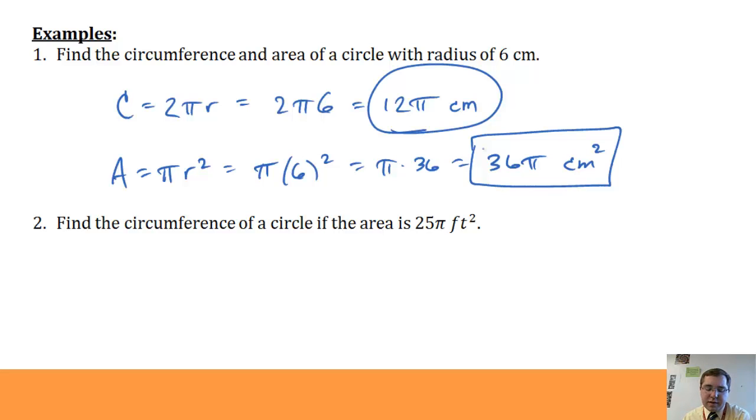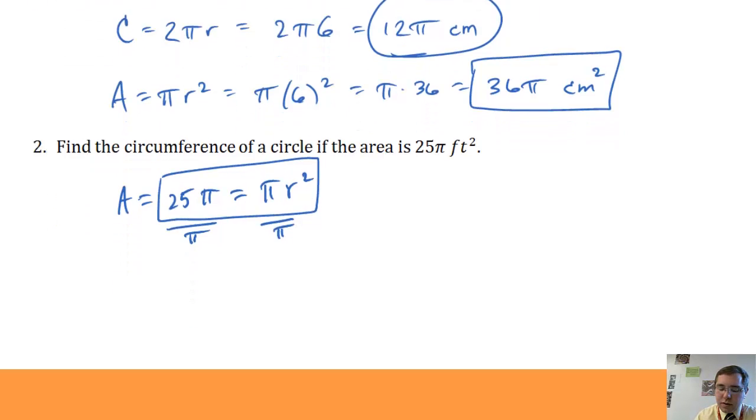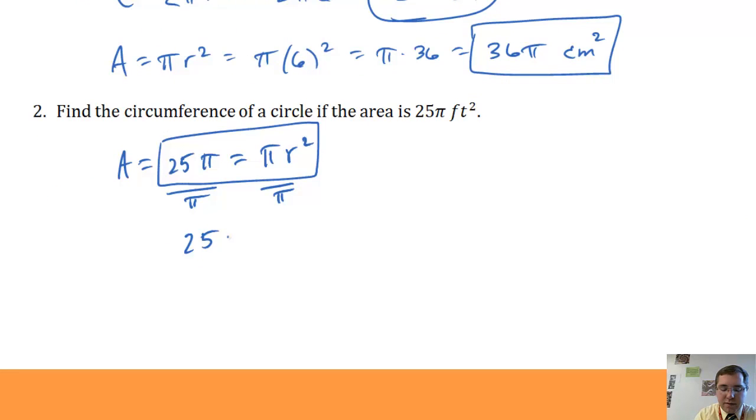Number 2, find the circumference of a circle if the area is 25 pi square feet. So the area is 25 pi. But we know the formula for area is pi r squared. So we're going to take this equation and solve it for r. We can divide both sides by pi, and we'll have 25 equals r squared. If we take the square root of both sides, we'll have that r equals 5.